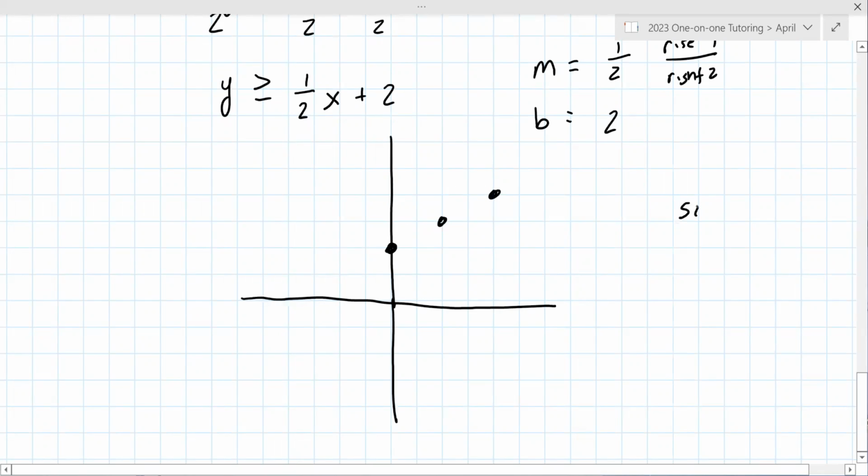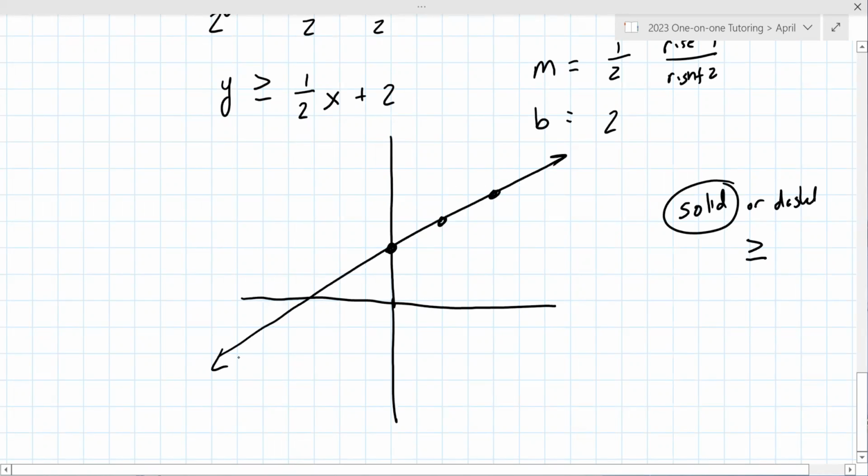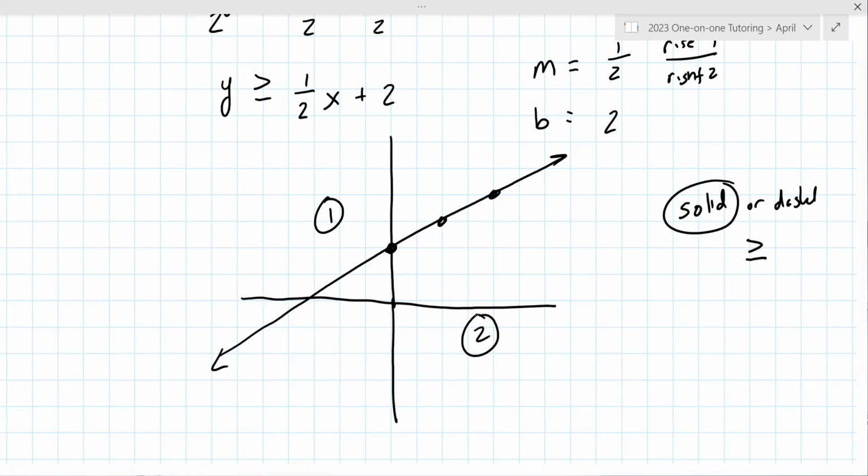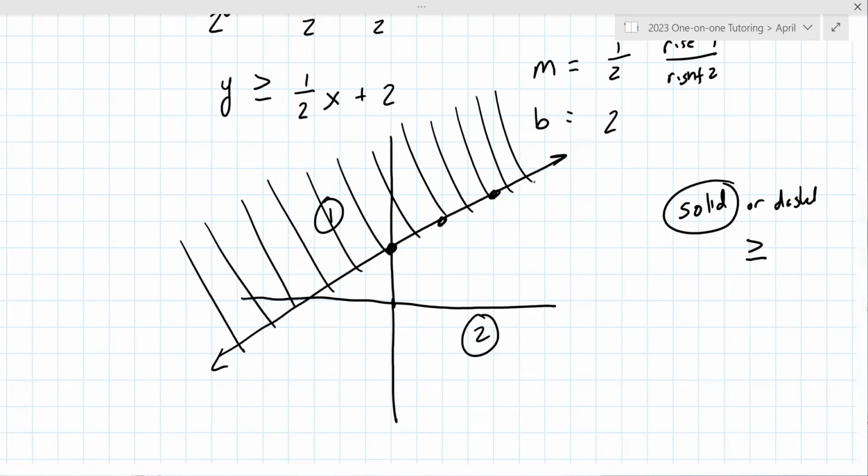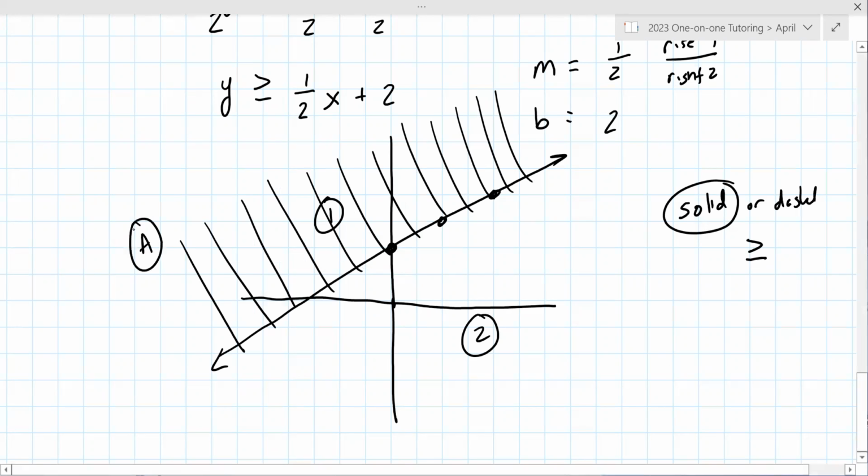Next decision is, is it solid or dashed? It's based on the inequality. It's solid, so that's the normal line like this. And then are we shading in region 1 or region 2? Region 1, above, because it's greater than or equal to. Which graph does that correspond to? A or D? We're back down to A or D. Okay, A.